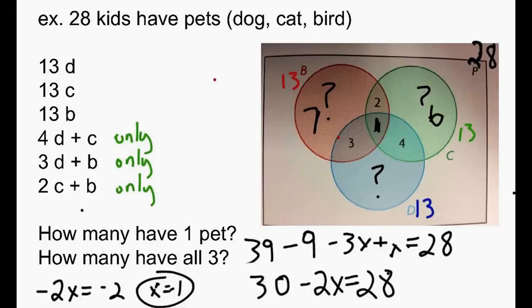So 6 people have cats. And then 13 minus 3 is 10, minus the 4 and 1 would be 5. So 5 people have dogs. And once we have our Venn diagram figured out, we have all the information we need.